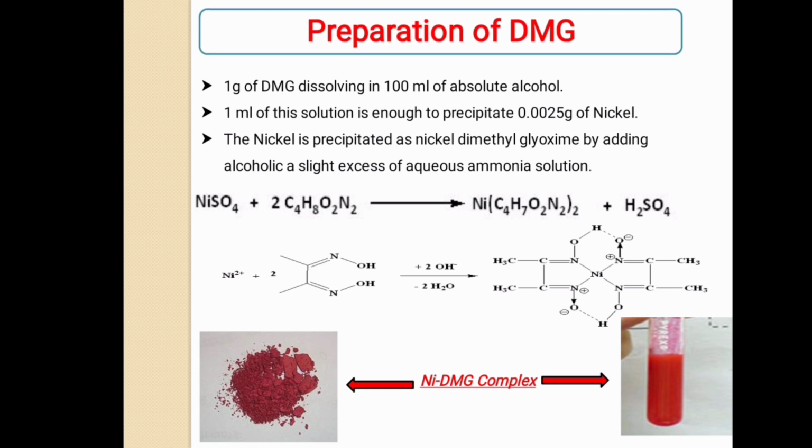Preparation of DMG. 1 gram of DMG is dissolved in 100 ml of absolute alcohol and 1 ml of this solution is enough to precipitate 0.0025 gram of nickel. The nickel is precipitated as nickel dimethyl glyoxime by adding alcoholic DMG and a slight excess of aqueous ammonia solution. This is the nickel DMG complex.